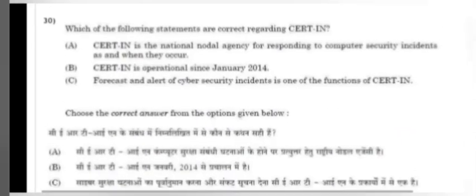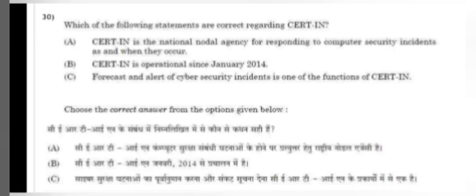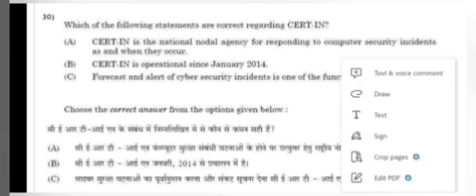Next is, which of the following statements are correct regarding CERT-In? CERT-In is the National Nodal Agency for responding to computer security incidents as and when they occur. CERT-In is operational since January 2014. Forecast and alert of cyber security incidents is one of the functions of CERT-In. So A, B, C, all are correct.